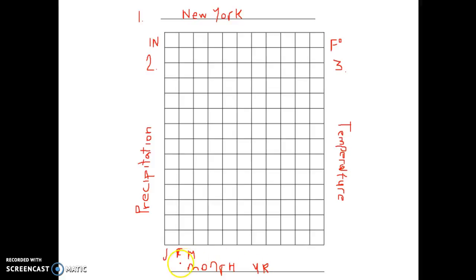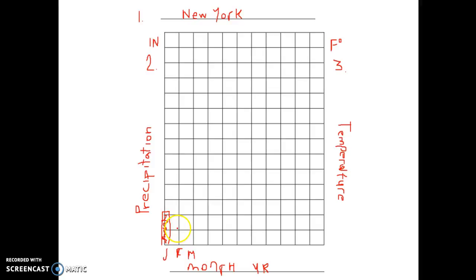So the first data for January is 4.4 inches. So you're going to find the number 4. I'm going to approximate here, and it's 4.4. So you draw your line, because you're making a bar graph, and then draw it down to the baseline, and then you're going to shade that information in. And you want to continue doing that for all 12 months.